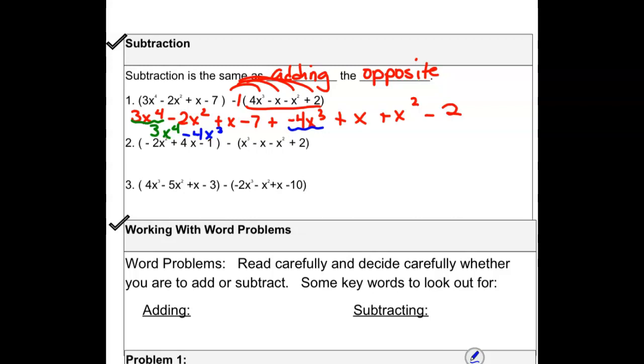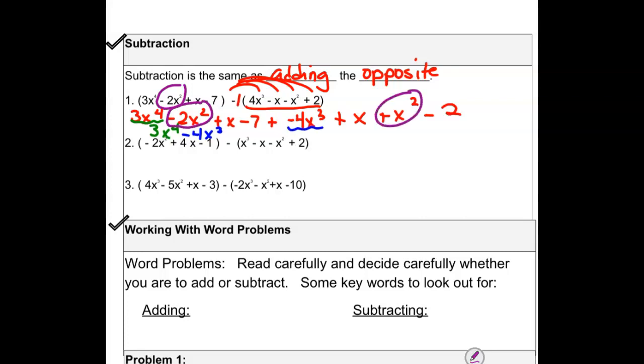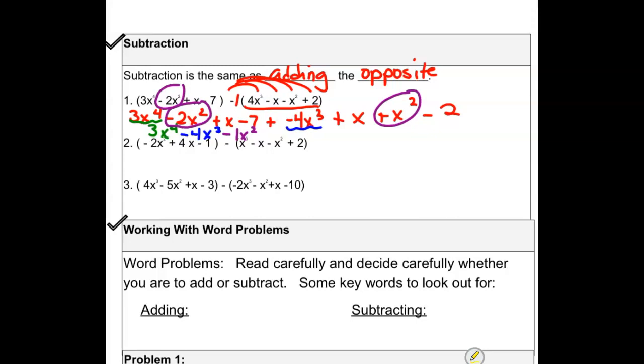X squareds would be next, and I have a couple of those. I have one here, one here and one here. What do we get if we take a -2x squared and add a 1x squared? What's -2 plus 1? -1. So we're going to have a -1x squared. Okay, looking at my x's, I have a single x right here and a single x right here. Adding them together, we get plus 2 x's.